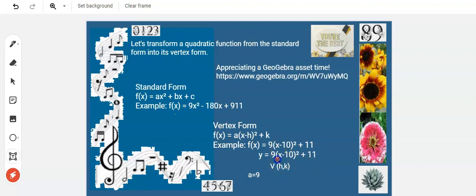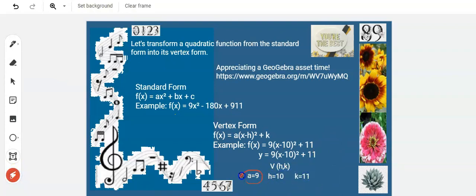Okay, so sa atong binomial difference, ang atong subtrahend kay 10. So, ang h nato ay 10. And then, naa tay constant term na positive 11. So, kaning constant term, mao ni ang k. So, ang atong k ay 11. So, let's study these values.